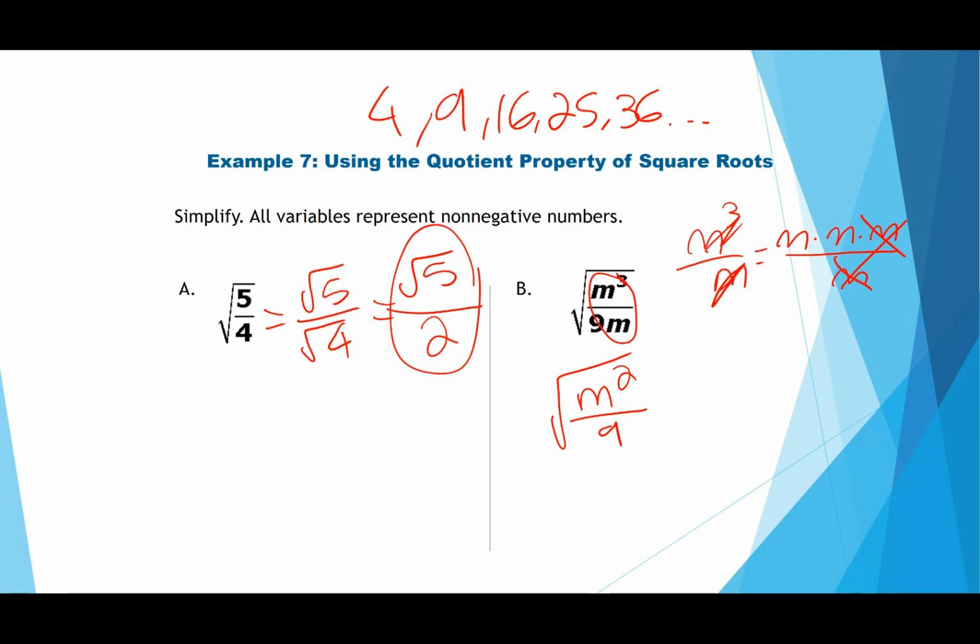This is better because now it's a little bit easier to simplify when we separate these out. Square root of m squared and the square root of 9. Both of these are perfect squares, and they work out really nicely. So square root of m squared will just become m, because you just take half that exponent. 2, half of 2 is 1, so m to the first power. And square root of 9 is 3. So it's just going to be m over 3.